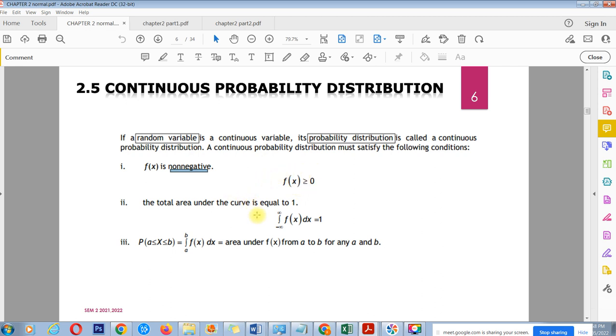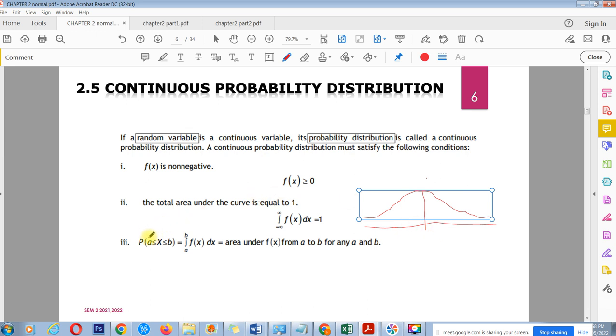Second, the total area under the curve is equal to 1 for f(x). We know the curve for the normal is like this, and the total area under the curve should be 1. But if you go to the table, we just consider half of this. So there is something you need to think about first before you make a calculation. First, identify and draw where the area is that the question needs.